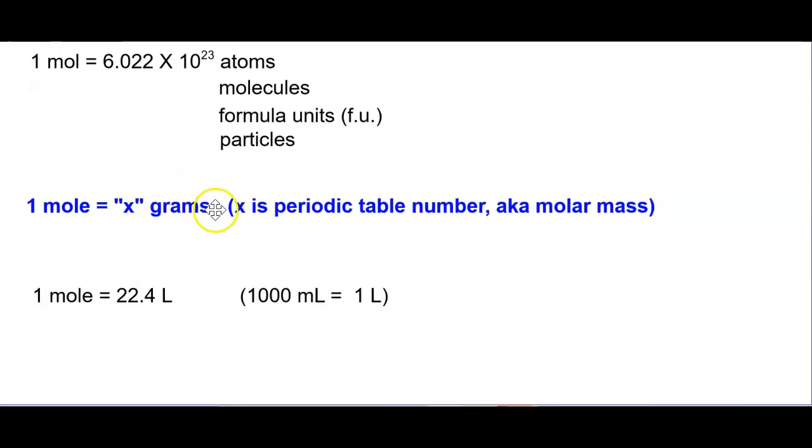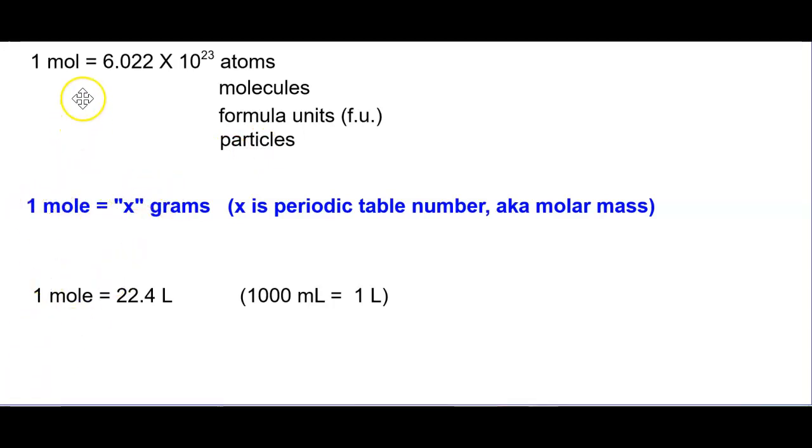Another way to look at the units that makes it a little bit more simplistic is to look at it like this. Here we have 1 mole equals 6.022 times 10 to the 23rd atoms, molecules, formulas, or particles. We'll only use one of these each time when we use this as a conversion factor. 1 mole equals X grams.